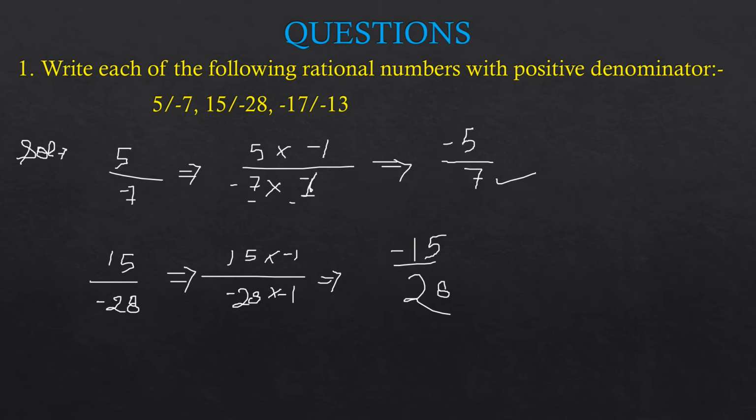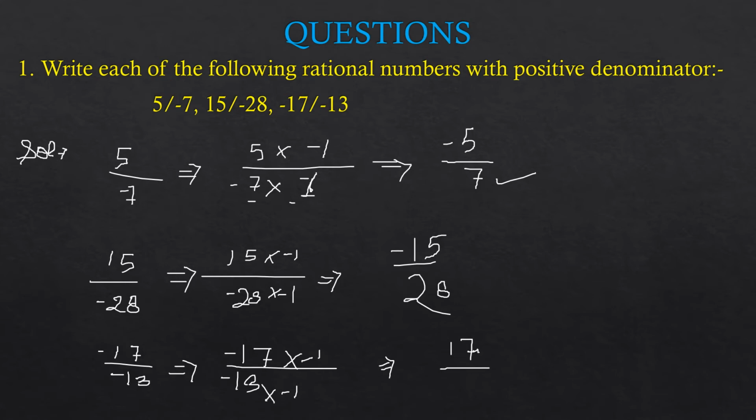Now at last we have -17 by -13. So -17 will get multiplied by -1, and this denominator will also get multiplied by -1. 17 into -1 gives us -17, so minus times minus gives plus and 17 becomes positive. Now -13 into -1 gives us 13, and minus times minus gives plus. So all the denominators are changed into positive denominators by multiplying the rational number by -1. Let's proceed to the next question now.